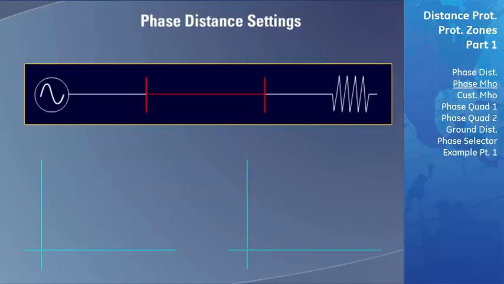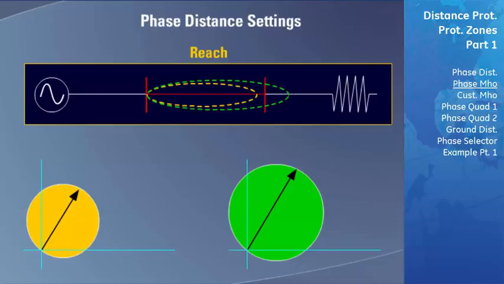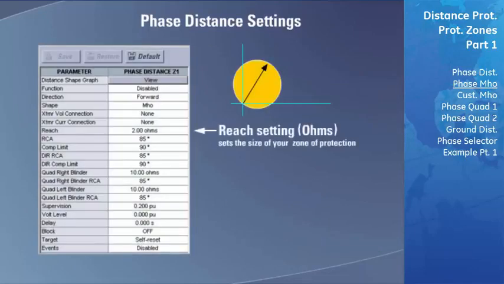The first component we will discuss is the reach impedance. The reach determines how far down the transmission line this zone of protection will extend. Essentially, the reach impedance setting defines the size of the zone of protection. The larger the reach is, the larger your zone of protection will be. The reach setting is entered in secondary ohms. Again, the reach adjusts the size of the Mho circle.